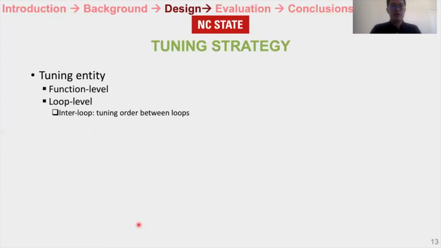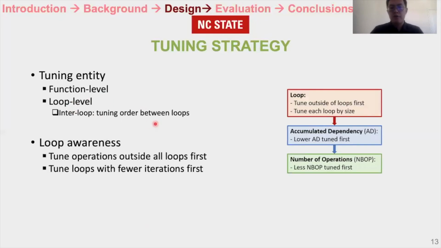To determine the tuning orders, there are two tuning entities in our tuner. The first we call function level, the second we call loop level. I will focus on the loop level introduction because the function level will apply the same rules. For loop level, we first need to determine the inter-loop tuning. Basically, it's the tuning order between loops. We do this like so. First, we tune all the operations outside loops. Then we tune those loops with fewer iterations first, because fewer iterations means less error propagation. In this case, we can have the orders for different loops in your function.